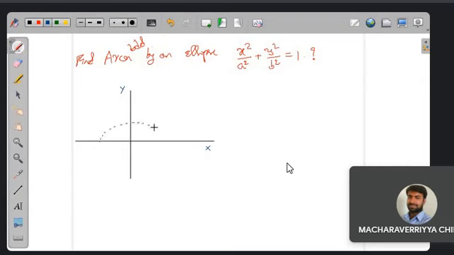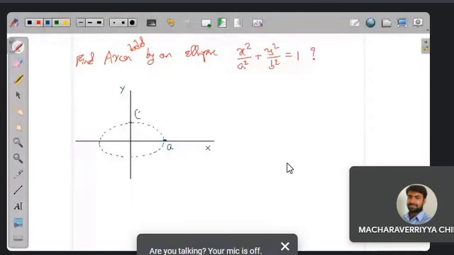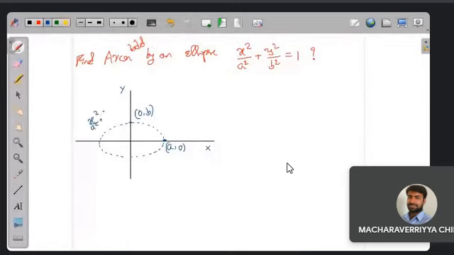So I'm very bad at drawing. Even though it doesn't look like an ellipse, you accept it as an ellipse. Okay, so let me assume this is A, and this is the point B. I mean (0, B) here, (A, 0) here, and this is the equation: x squared by a squared plus y squared by b squared equal to 1.